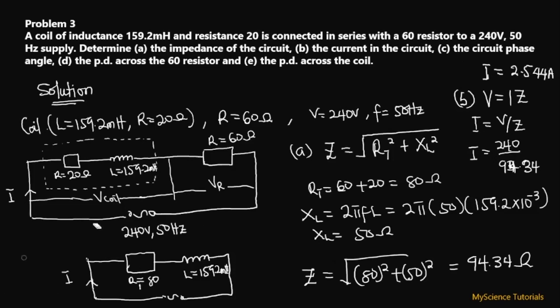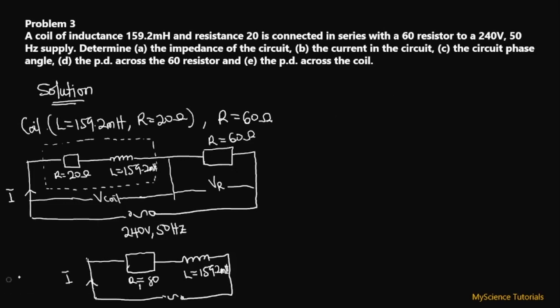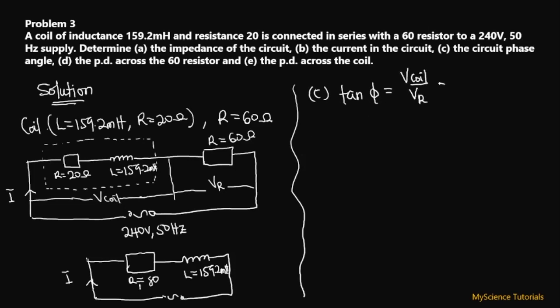All right, so now that we've found our current and our impedance, let's go ahead and solve the rest of the questions. Let me get some space over here. So let's look at part C of this question. C is asking us to find the circuit phase angle. To find the phase angle, we have tan of the phase angle. Ideally this is equal to V coil over VR, but because we have not found the voltage of the coil and the voltage of the resistance, we are going to use XL over R.